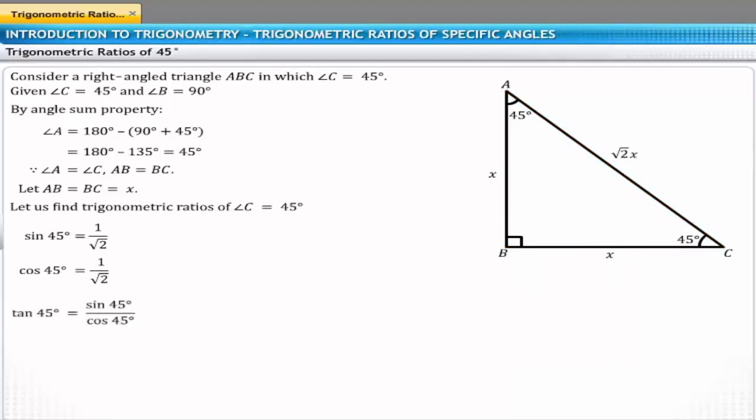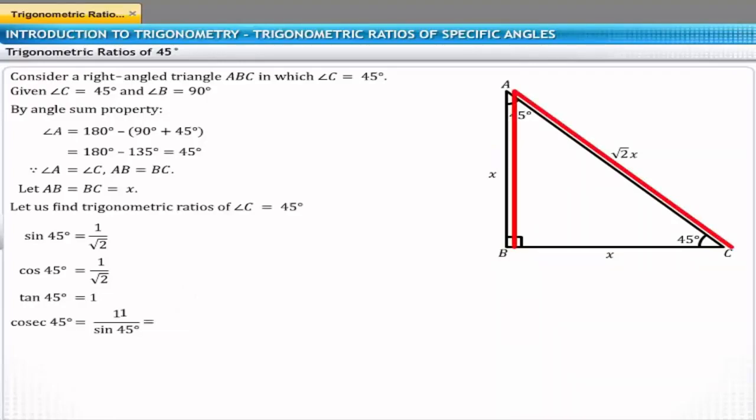Now, tan 45 degrees is equal to the ratio between sin 45 degrees and cos 45 degrees. Since sin 45 and cos 45 are both equal to 1 by root 2, tan 45 is equal to 1. Cosec 45 is equal to the reciprocal of sin 45 degrees. Thus, cosec 45 is equal to root 2.